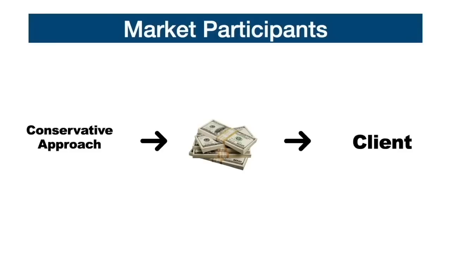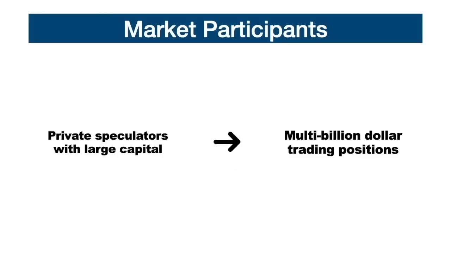These two participants do not influence the daily fluctuations, but when they decide to enter or exit a position, they can generate large trend reversals, taking away or adding liquidity to the market. Large private speculators who open multi-billion dollar positions can have a concrete impact on the price movement of currency pairs, and this also applies to retail traders with large amounts of capital, such as the famous George Soros, who invests in currency pairs with multi-billion dollar positions. By entering the market with positions of this size, you can certainly influence the direction of the price.